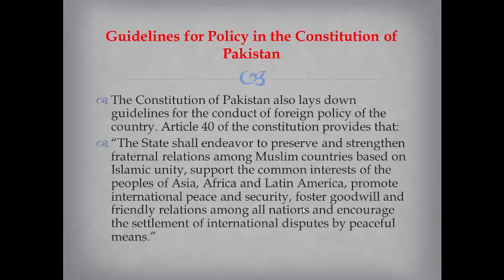See, so there are certain points like promotion of good relations with the Muslim world and the non-Muslim world, and in the same way, if there is a common interest among all nations of this world, then Pakistan will also follow such interest. Further, foster goodwill and friendly relations among all nations and encourage the settlement of international disputes by peaceful means, neither by war nor other aggressive actions. So Pakistan will settle all its disputes, issues and conflicts by negotiation and by sitting together to resolve that issue.